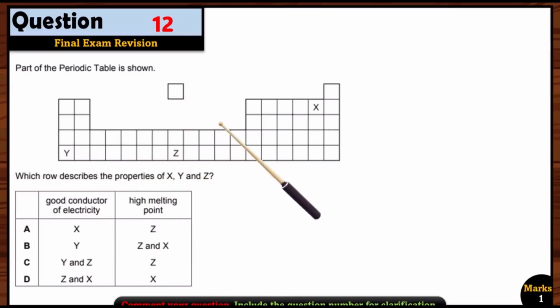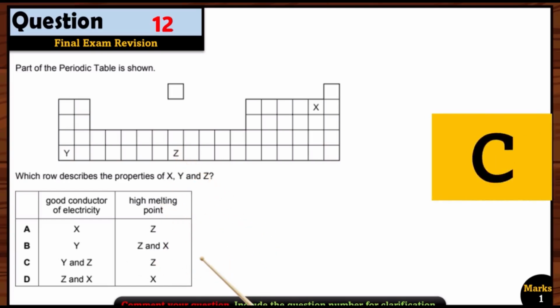So Y and Z, because Z is a transition metal and Y is a metal, so they both are metals. So both of them are good conductors of electricity. So Y and Z, where can we find them? Yes, so that is the right option. And high melting points, of course, transition metals have very high melting points. So C is the correct option here.